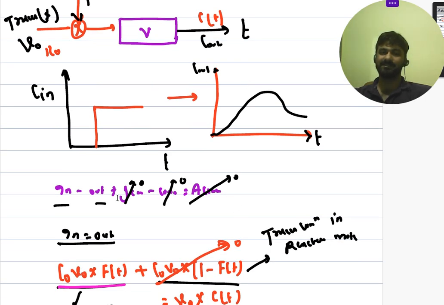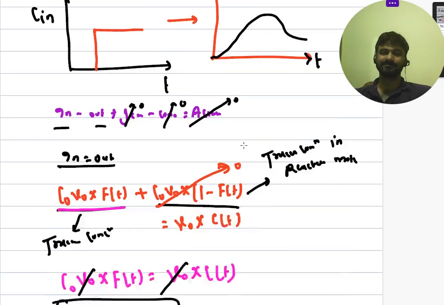So if you apply the tracer balance, in minus out plus generation minus consumption equals accumulation. There is no generation and consumption, because we are not considering any chemical reaction here, and accumulation is 0 because obviously this is a flow reactor. So whatever comes in will go out. I'm assuming that this is working at steady state.